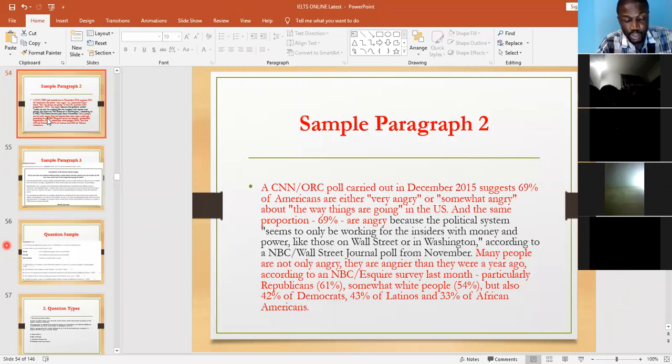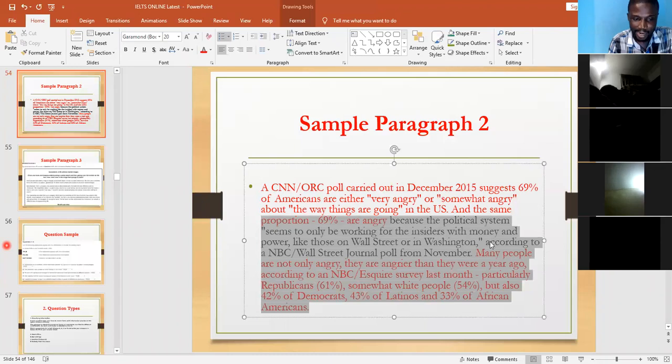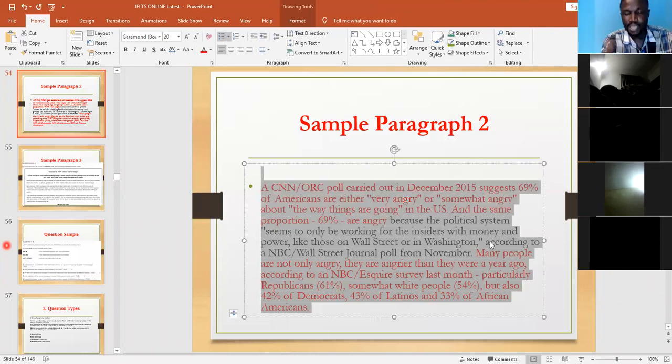what is coming to your mind is: what is the main idea? Now, the first lecture I held was one of the ones I read. This is a bulky paragraph, despite the fact that I have placed it on my slide. It talks about different things. A poll carried out in December suggests that 69% of people are angry, and it further broke them down.